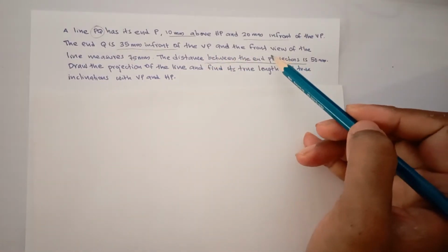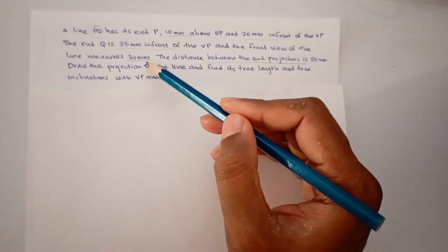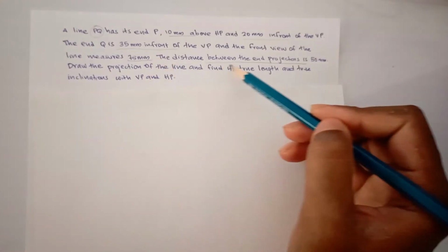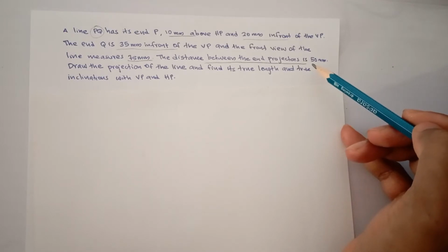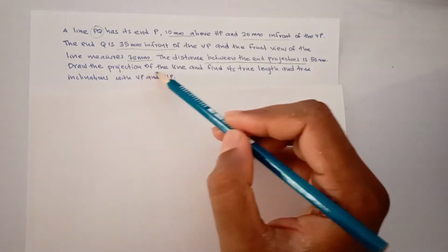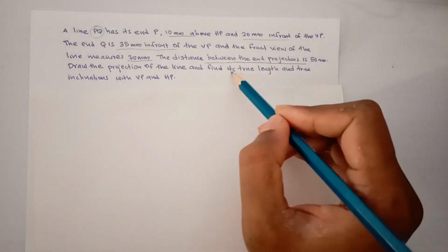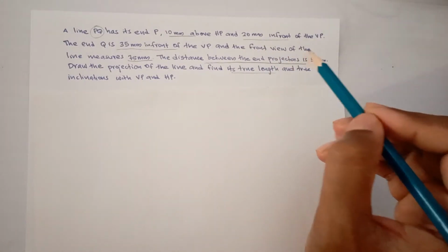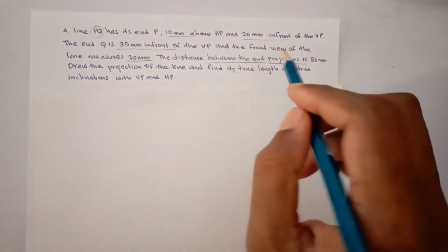The front view of the line measures 75 mm. What is this front view? This is the reduced length, not the true length. The distance between end projectors is 50 mm. Distance between end projectors is given, that is 50 mm. Draw the projection of the line and find its true length and true inclination. So we have to find the true length and true inclination with the VP and HP. That means theta and phi.